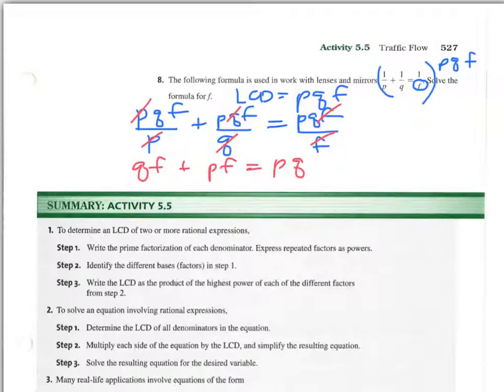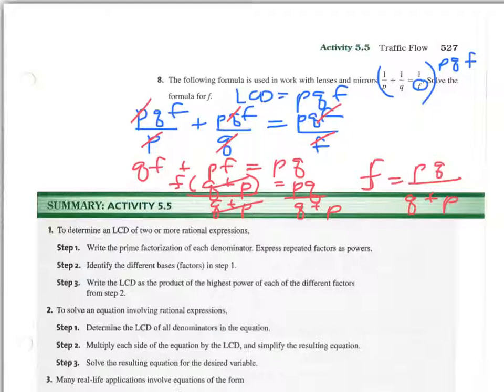And if I want the F by itself, since there's two of them, I've got to factor an F out and say Q plus P. I'm undistributing there. If there's two of them and I need to get it alone, I've got to pull it out. So I can now get it alone by dividing by Q plus P. So that drops there. Let me make that into an F. F equals PQ over this Q plus P.